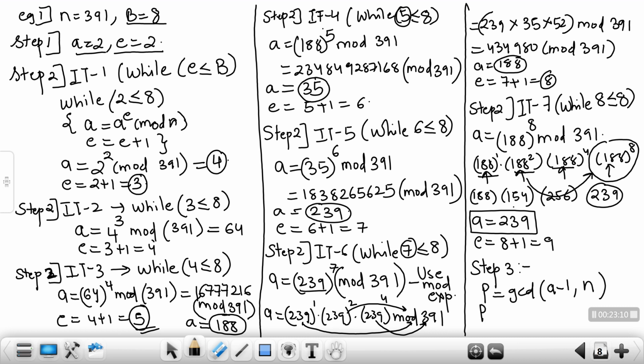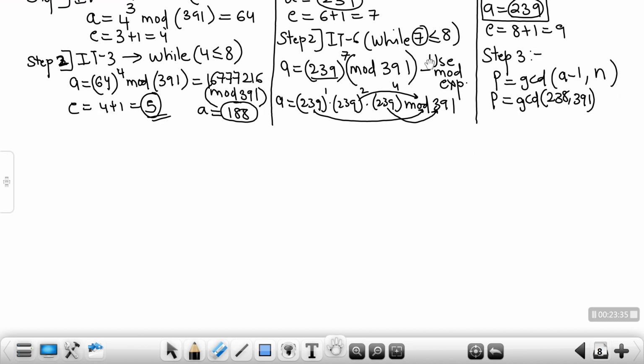So in my expression, what is A? A is nothing but the latest value, that is 239. So GCD of 239 minus 1, which is 238, comma what is the value of N? N is nothing but 391. I need to calculate this value of P first. Step number 3 is just to calculate the value of P. I will show you how we take the GCD.